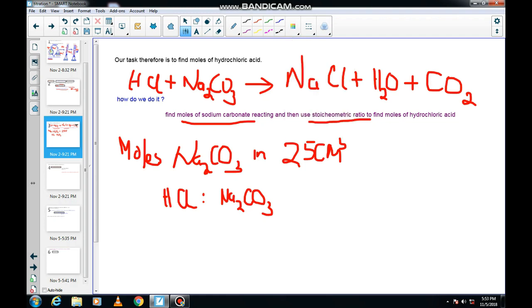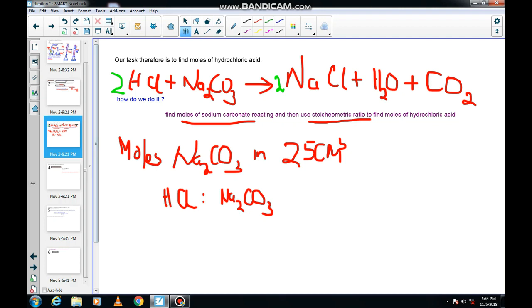You will note that we've got one sodium atom here and two sodium atoms here, so a 2 here, so that we've got two sodium atoms, one carbon, 3 oxygens. One chloride here, 2 chlorides, so a 2 here. So we've got 2 hydrogens here, 2 hydrogens in H2O, 2 chlorides and 2 chlorides.